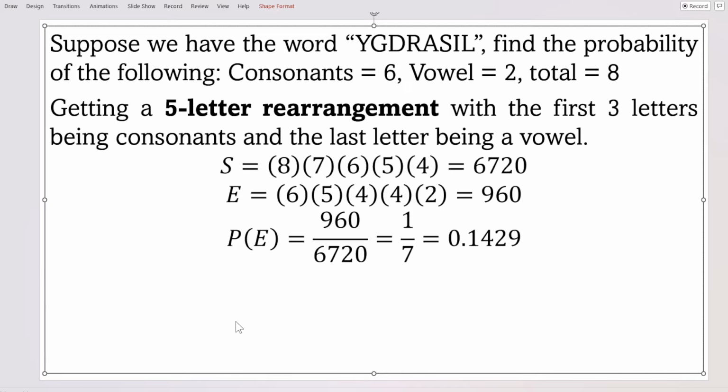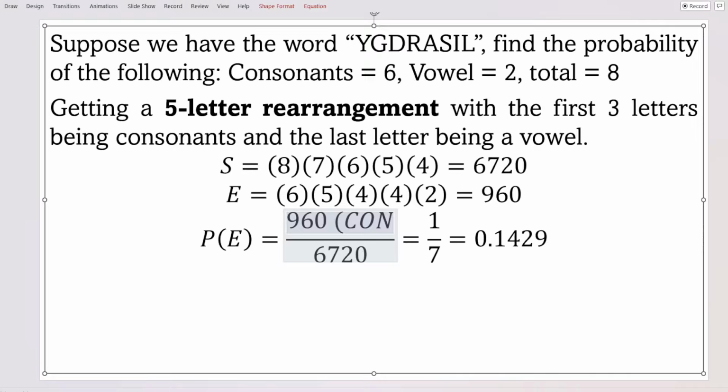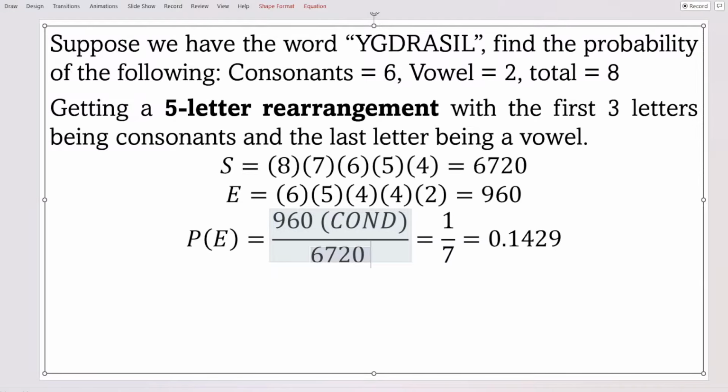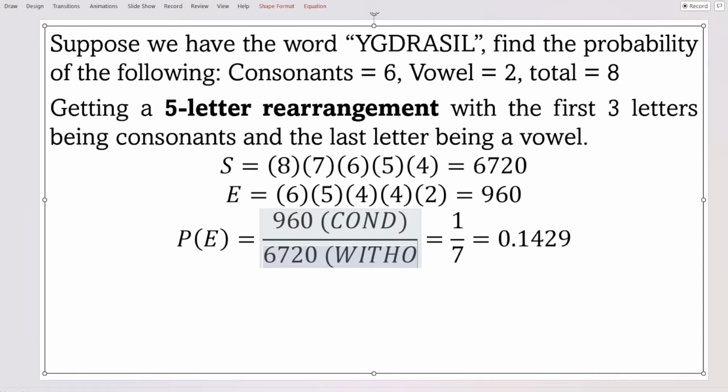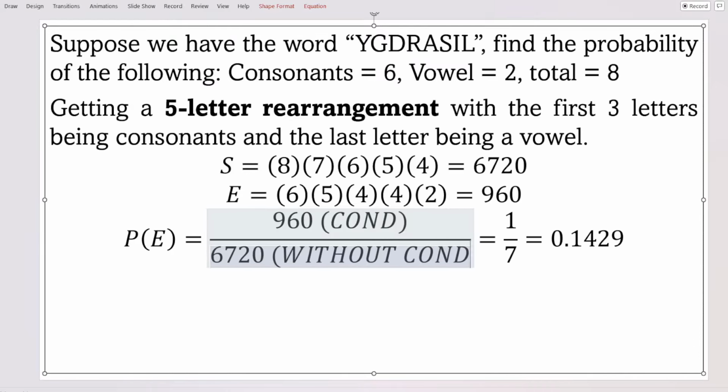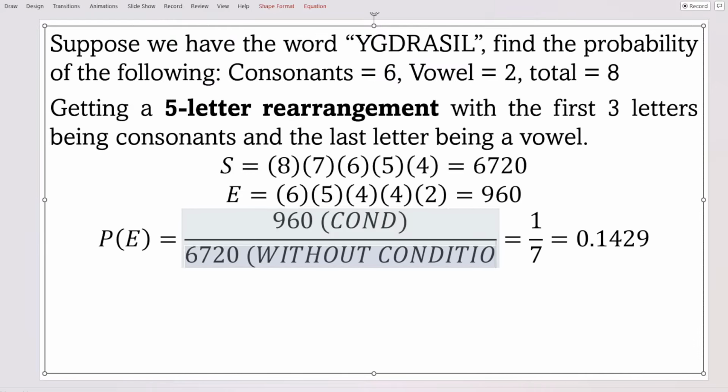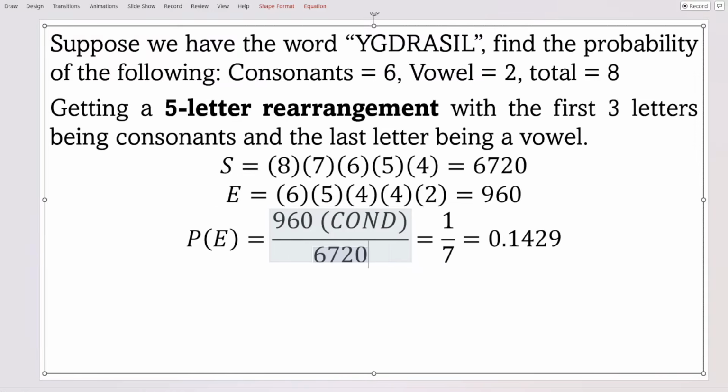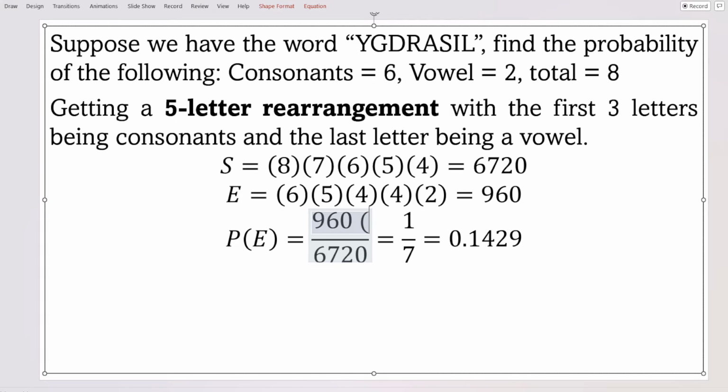So again, remember, it's always just the number of outcomes that we want, the number of outcomes in the condition, divided by the number of all possible outcomes, or the number of all outcomes without condition. It's always just that. You just have to read the problems carefully.